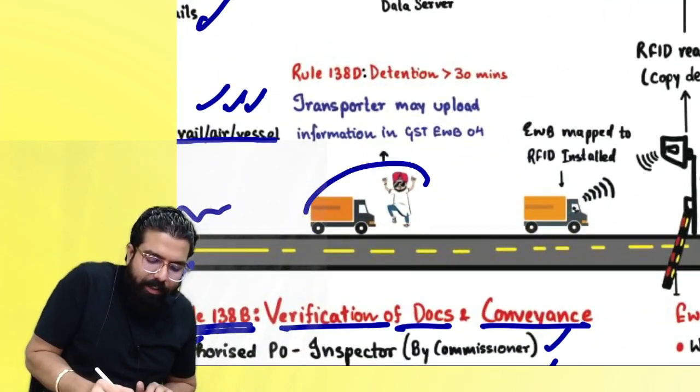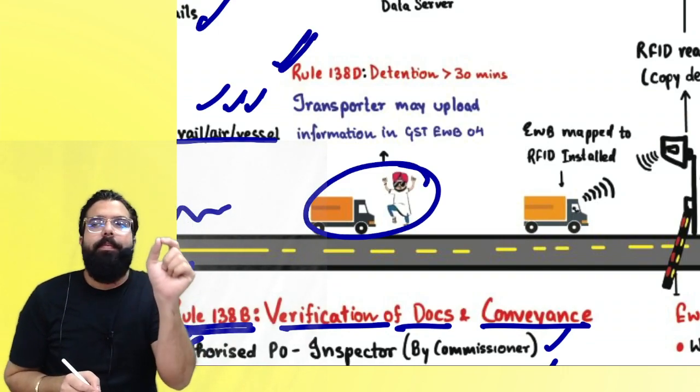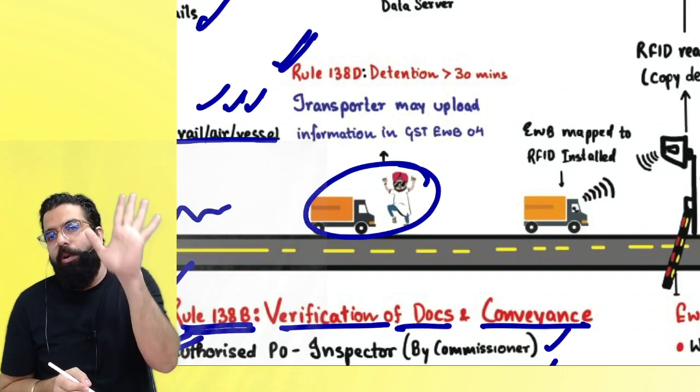Point is clear. If this person is stopped for more than 30 minutes, then he can go online and submit one report, which is known as the GST EWB 04 grievance report.